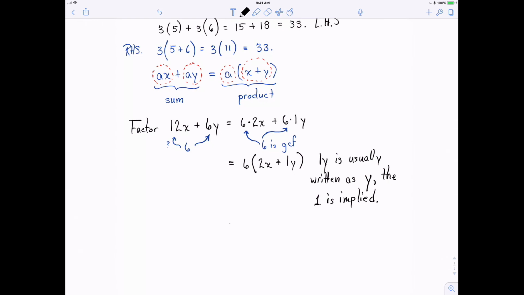So our final answer would be most simply written as 6 times the quantity of 2x plus y. And that is how you use the greatest common factor to factor a binomial.